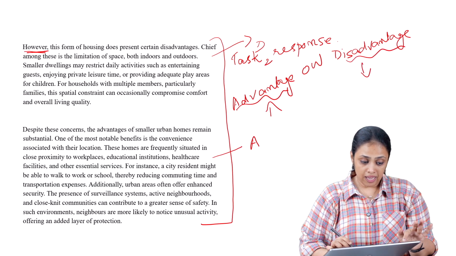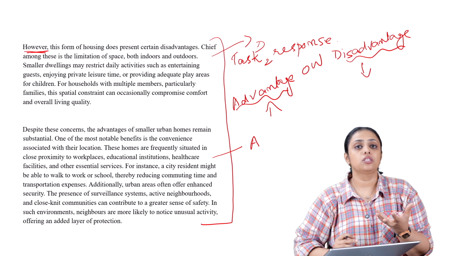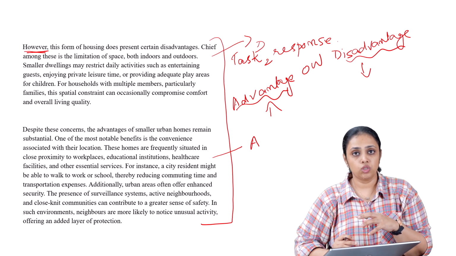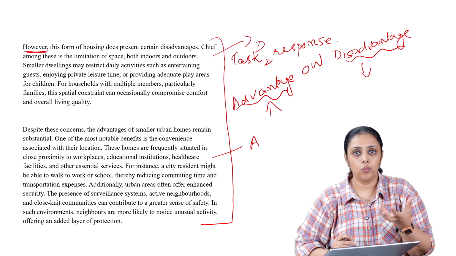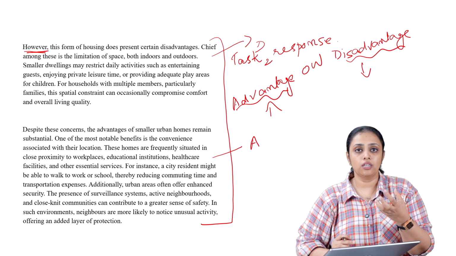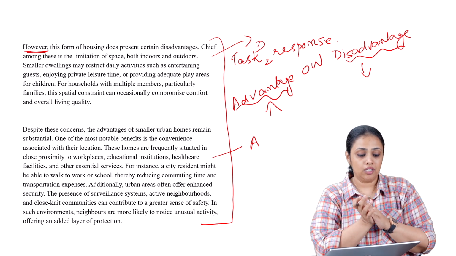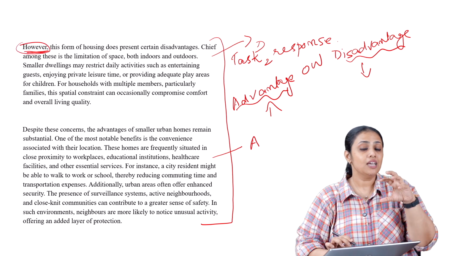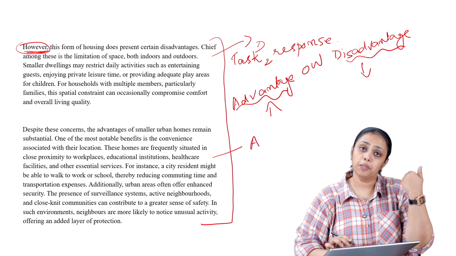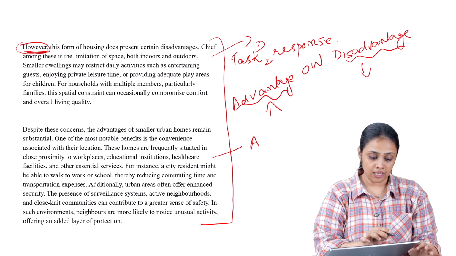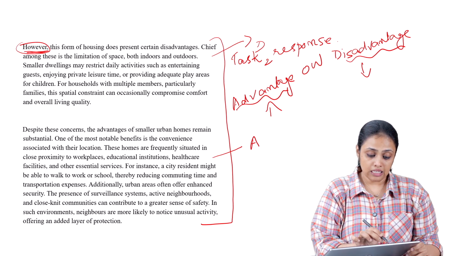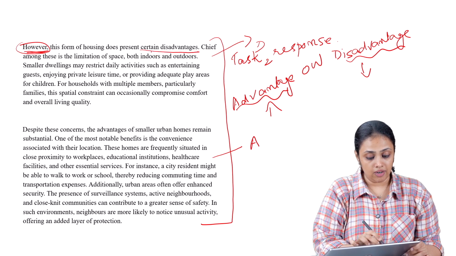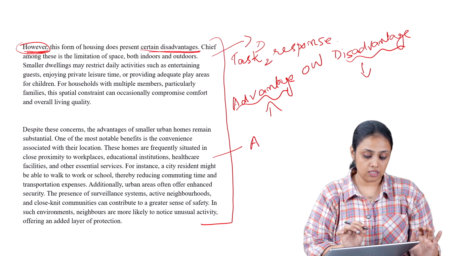So normally when we write an advantage outweigh disadvantage question, the first paragraph we will not start with "however", because freshly we are going to start talking about advantage or disadvantage. But in this specific question, why did I mention "however" here is because it is contradicting or conflicting the idea presented in the previous paragraph. Okay. "However, this form of housing does present certain disadvantages." That is the topic sentence for this paragraph.